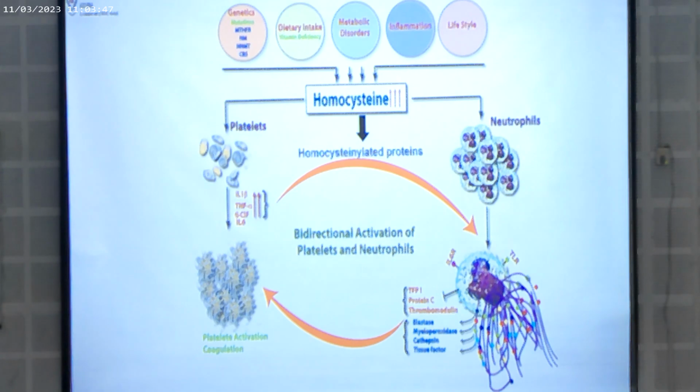So here is the schematic to show that hyperhomocysteinemia can be caused by many of these. And then we see that homocysteine, along with homocysteinated proteins, can do a bidirectional activation of neutrophils and platelets, and this may be important in the stroke situation.